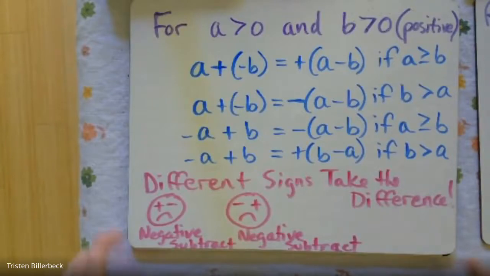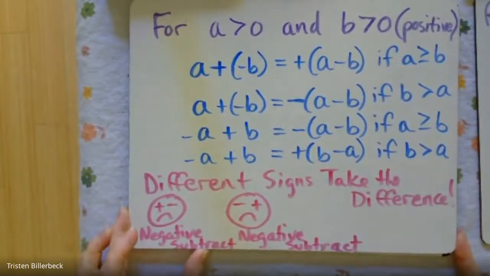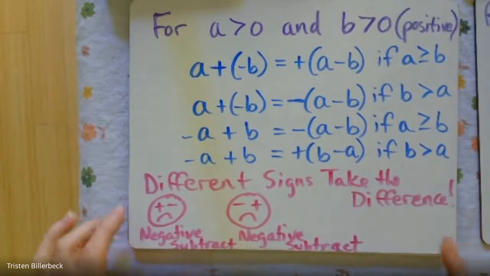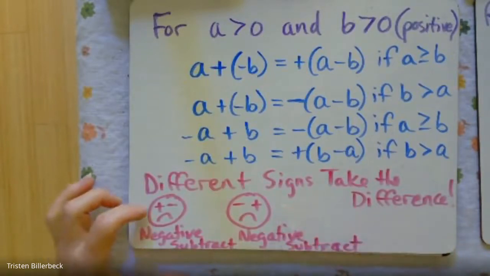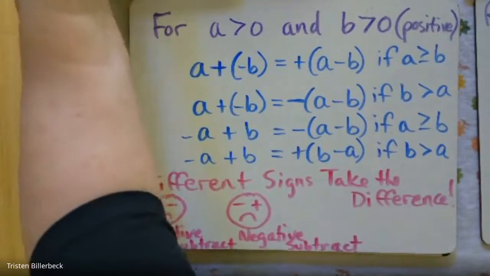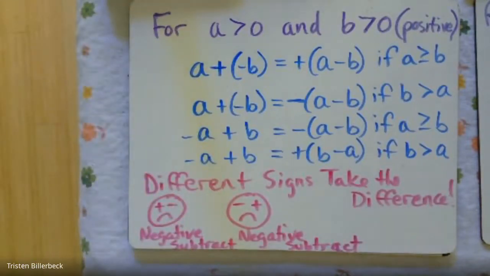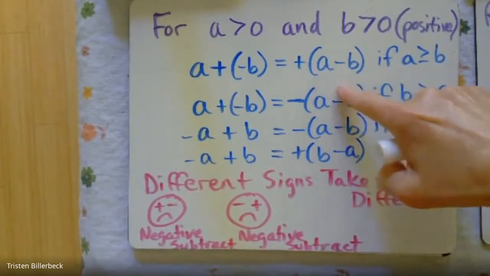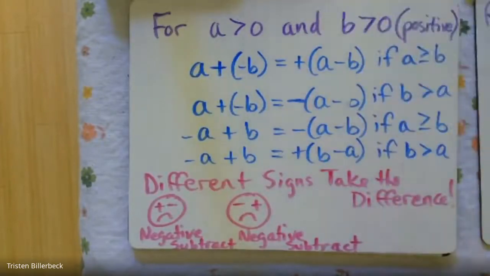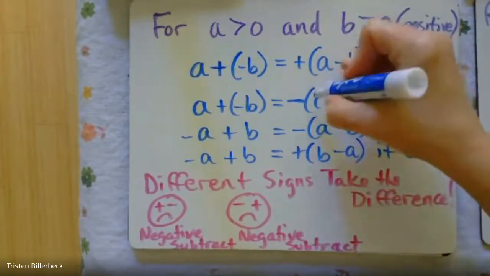All right, let's look at different signs, take the difference. Here's the faces. We have plus minus there, and that is negative, so we subtract. And plus minus again is a negative, so we subtract. Oh, I have to fix something here. Sorry, I thought there was something wrong. This would actually be b minus a.